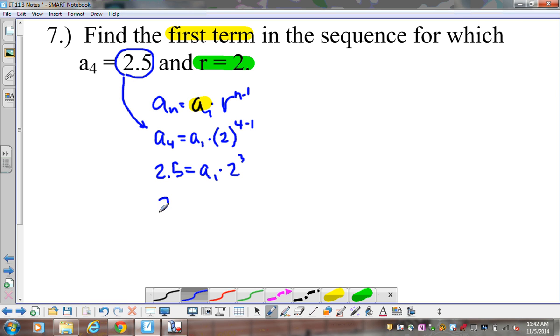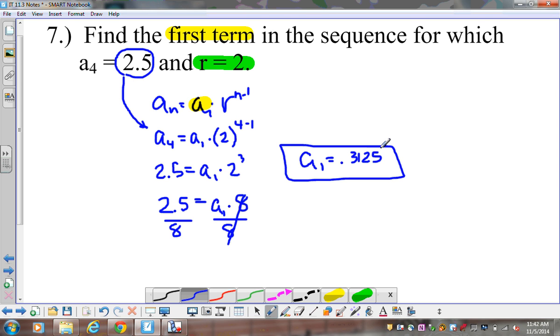Let's simplify a little bit more. So 2.5 equals my first term, times 2 cubed, which is 8. So I get 2.5 equals A sub 1 times 8, but once again, I'm trying to find my first term, so I've got to get rid of this 8. Since I'm multiplying, the way I get rid of it is by doing the opposite of multiplication, which is division. So I'm going to divide by 8 on both sides, those cancel. So I'm going to get that my first term is going to be 0.3125.